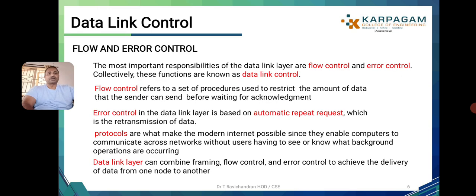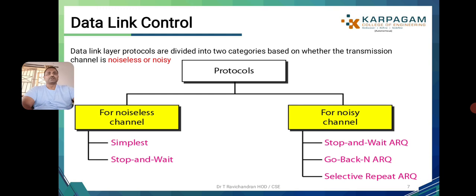Flow control and error control are the main concerns of the data link layer control protocols. The data link layer protocols are divided into two categories based on whether the transmission channel is noiseless or noisy.